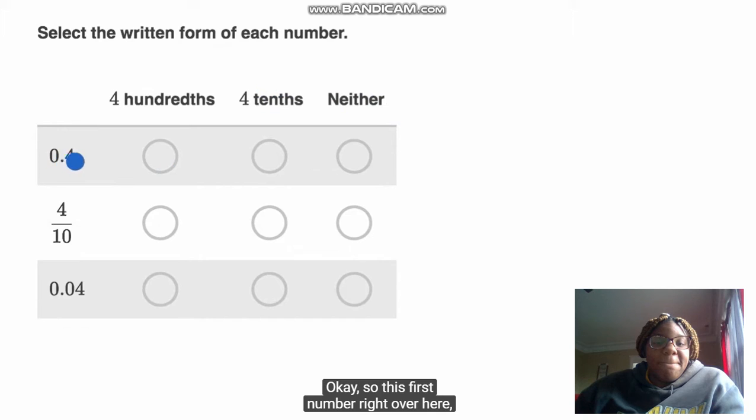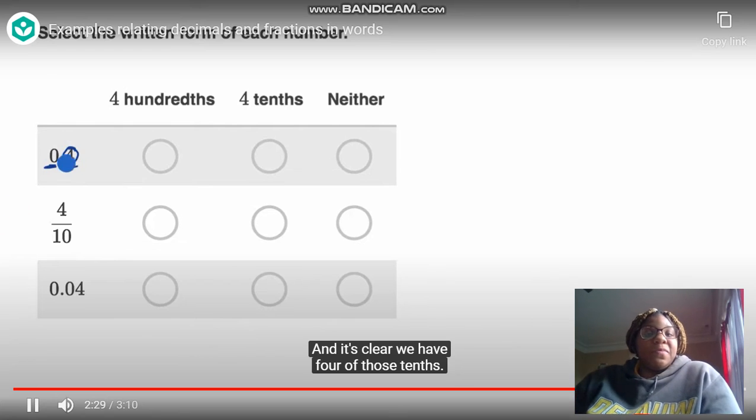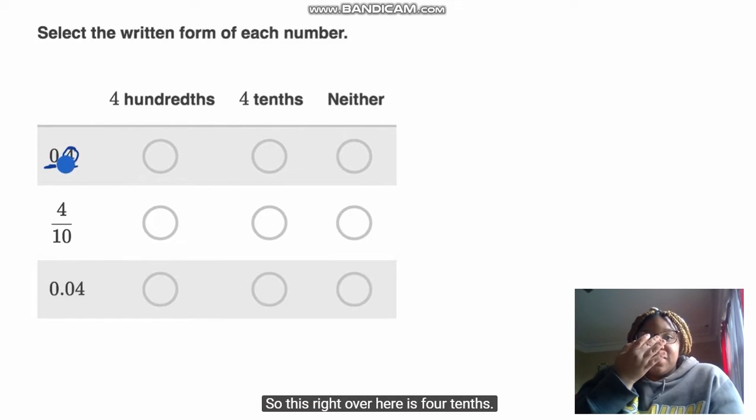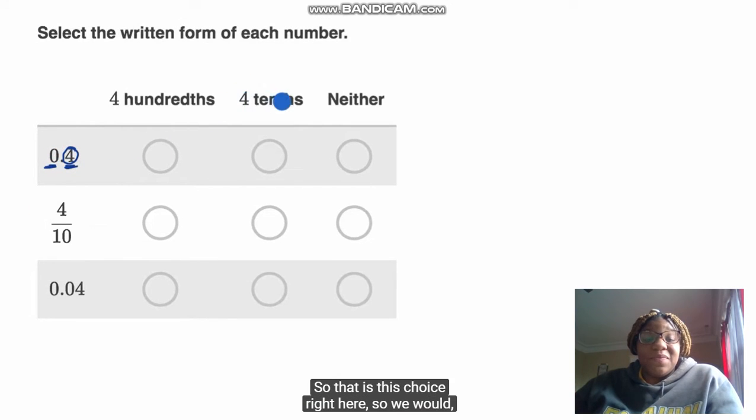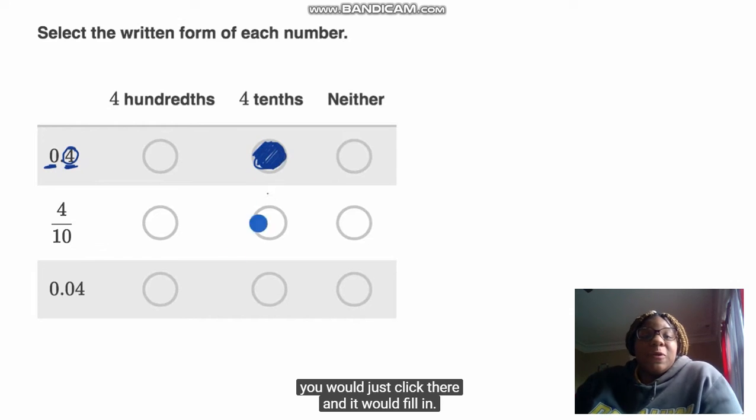Okay, so this first number right over here, we have no ones. And then as we go one space to the right of the decimal, this is the tenths place. We have 4 of those tenths. So this right over here is 4/10. So that is this choice right here. So I'll shade it in. If you're doing this on Khan Academy, you would just click there and it would fill in.